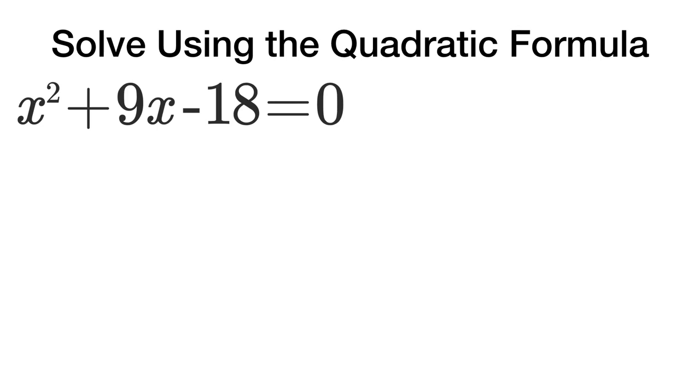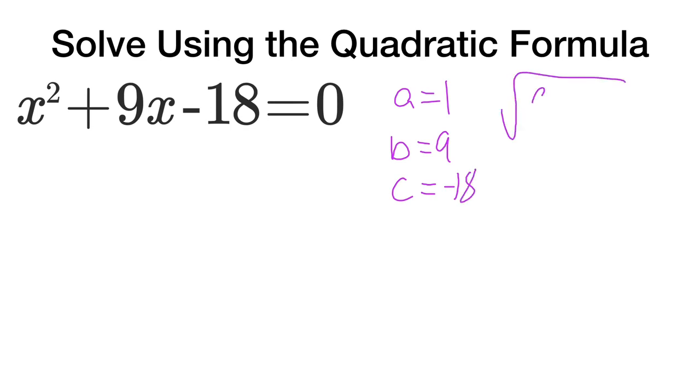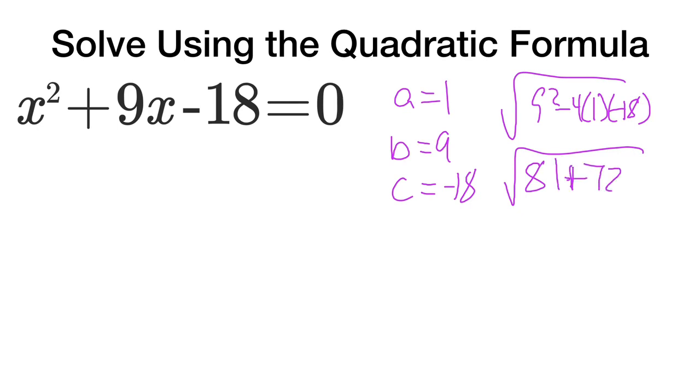So there's nothing I can do for common factoring, so a is 1, b is 9, and c is negative 18. So square root of 9 squared minus 4 times 1 times negative 18. So that becomes the square root of 81 plus 72, which means the square root of 153.